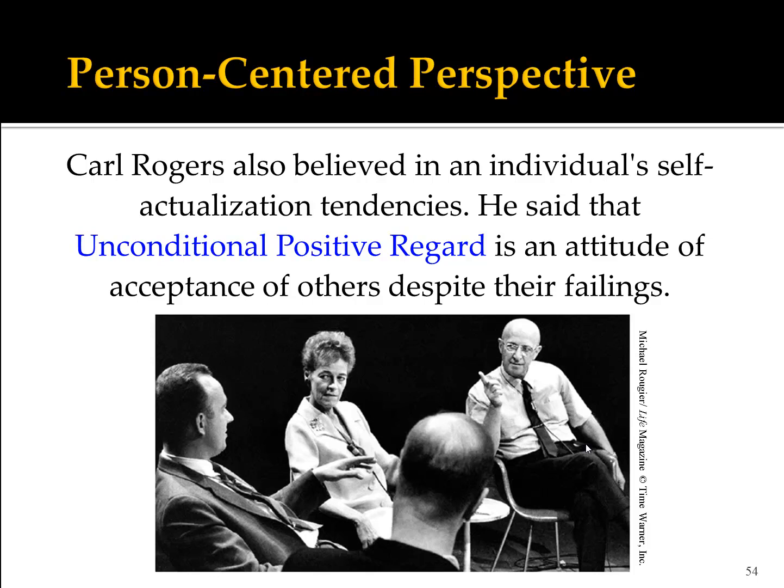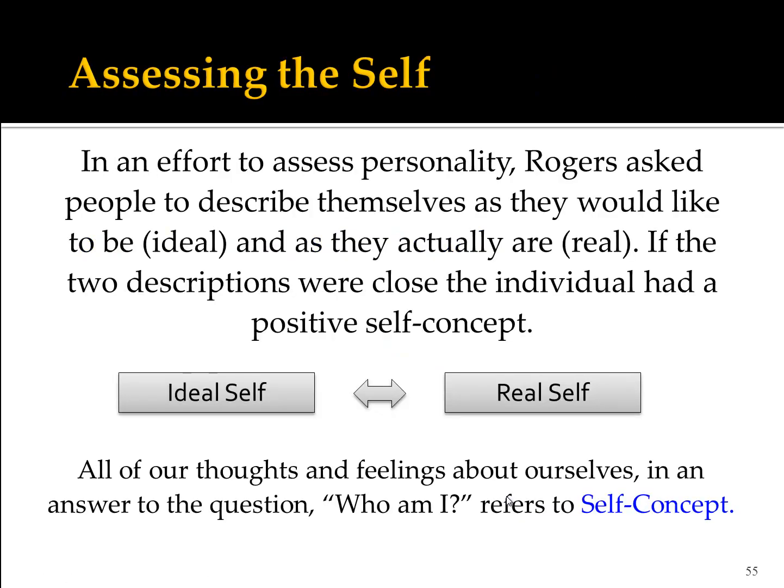unconditional positive regard. And Carl Rogers felt that if everybody gave us that, then in fact we would grow up to be healthy individuals. And where we get in trouble is trying to be somebody other than who we are. And this brings us to where, in therapy, he would ask people to describe who they would like to be, and then who they actually are. And that's where we come down to this notion of ideal self versus real self.